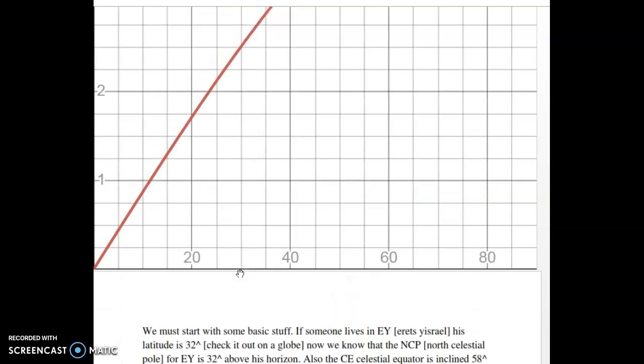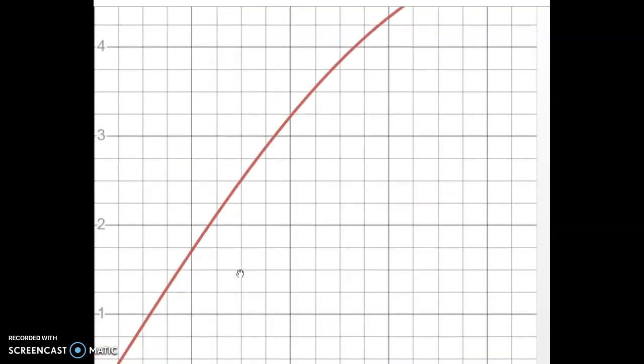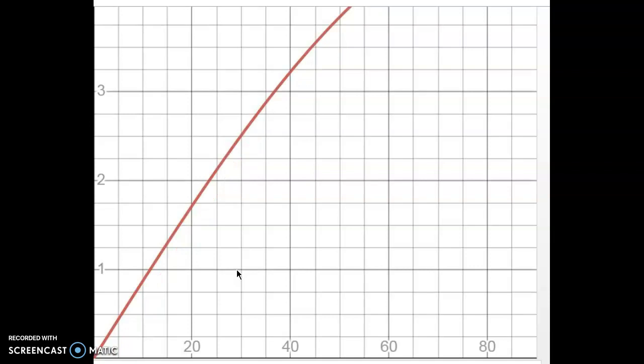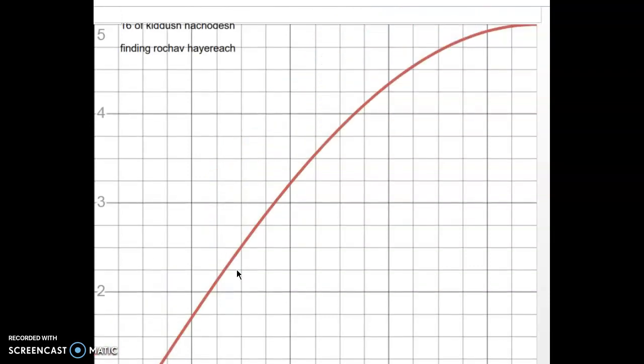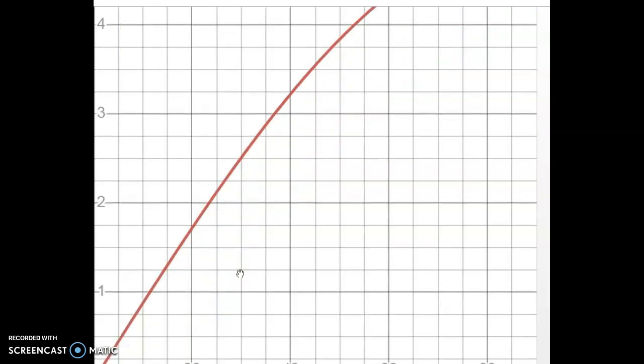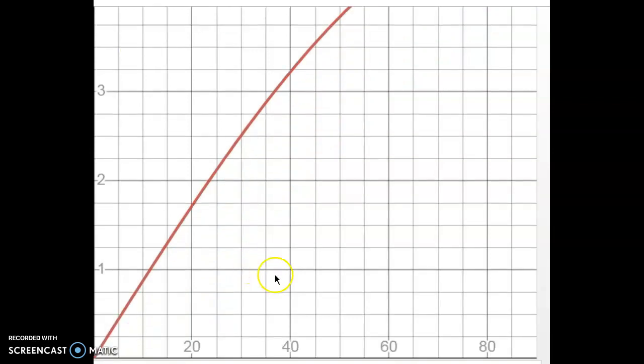This is a chart showing from 0 to 90. You see here it goes up 5 degrees. For example, here it's 40 by 40, the rochav is 3 degrees and something. But here, you see here how it changes. It's about 1 degree when it reaches to 15.